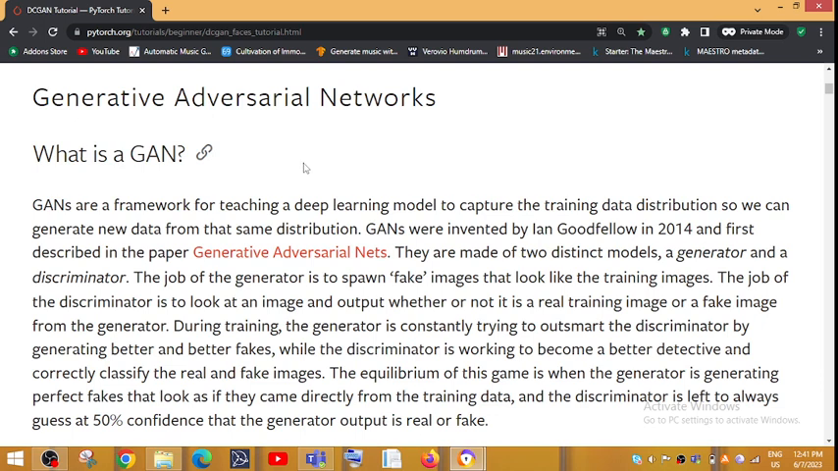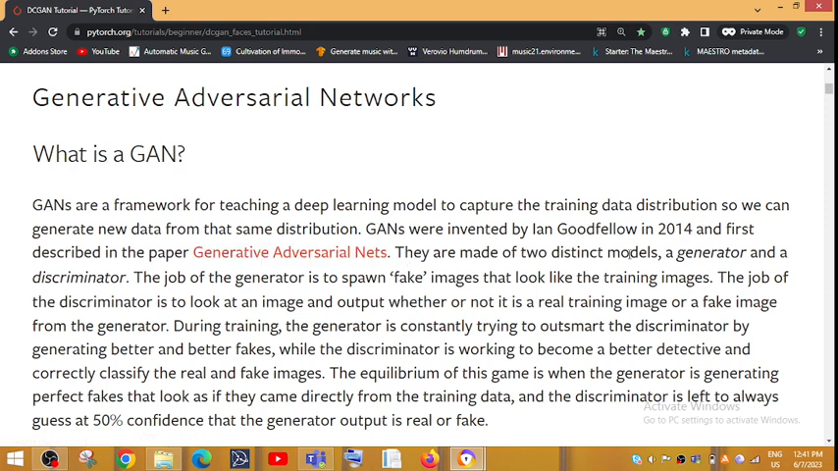GANs are the framework for teaching a deep learning model to capture the training data distribution. You should know that: capture the training data distribution. The point here is distribution, so that we can generate new data from the same distribution. GANs were invented by Ian Goodfellow in 2014 and first described in the paper Generative Adversarial Nets.